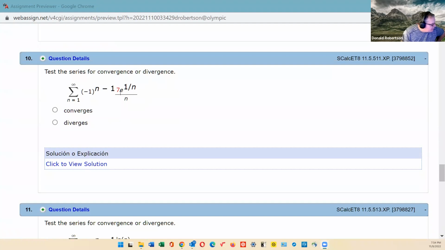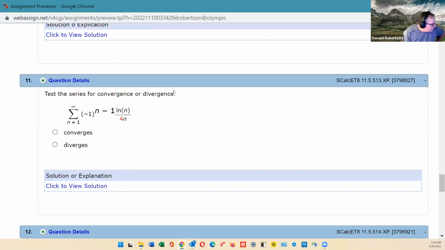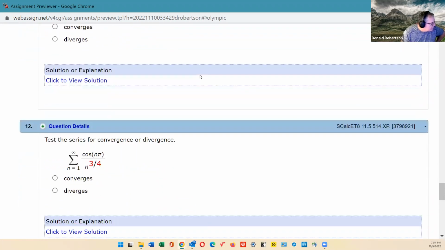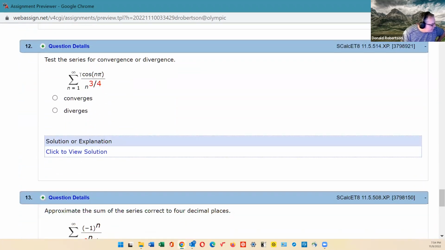In this question here, you want to take this guy here and do L'Hopital on them. It works well. In this one here, do L'Hopital. It works well. In this question here, this cosine of n pi is a bit of a trick question.